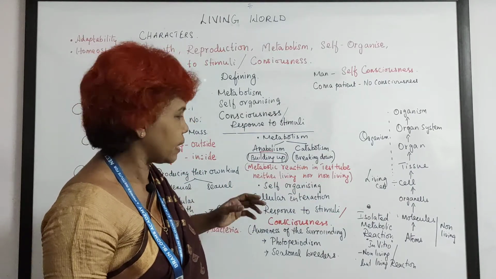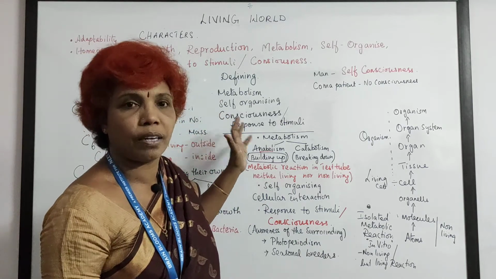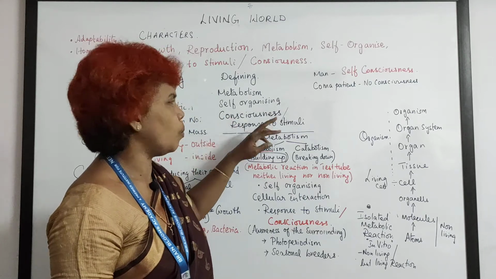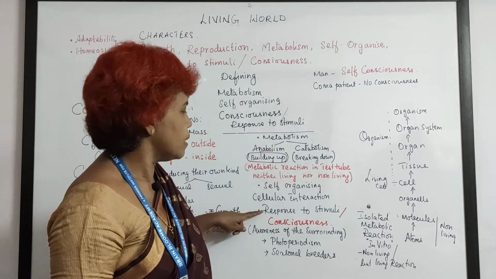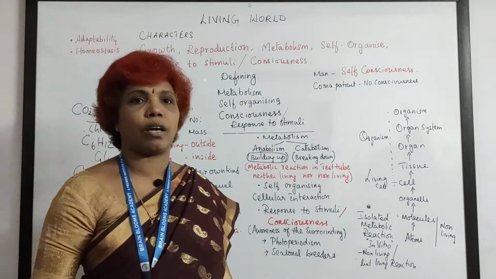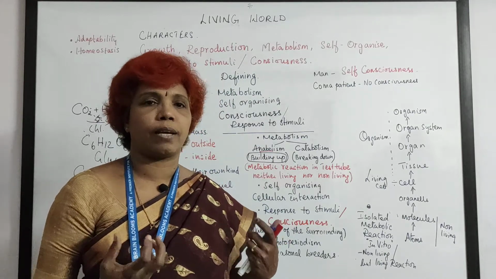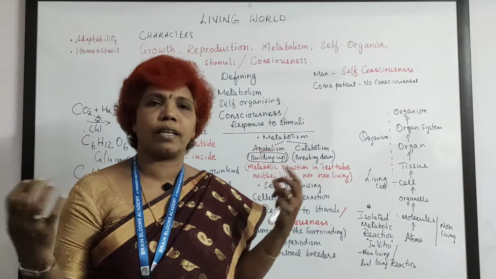Understood? The next criterion for a living being is consciousness, and this is more or less similar to response to stimuli. They are responsive. We know that we are responding to stimuli. We human beings and animals have a nervous system, so we immediately sense the external medium.